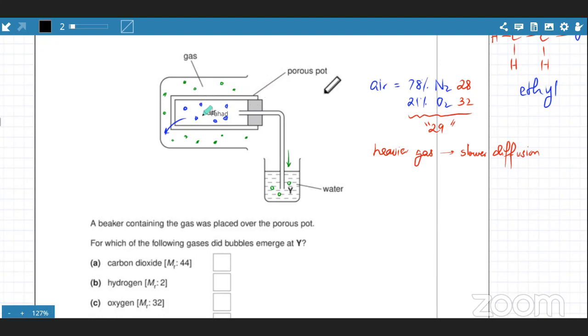The porous pot means that it has tiny holes and the gas particles can escape. So the blue particles will try to escape. And vice versa, the green particles are also randomly moving around, so they would try to enter the porous pot. Now what's going to happen is that the green particles are going to enter the porous pot at a much faster rate. So for example, in 1 second, five of the green particles move into the porous pot.